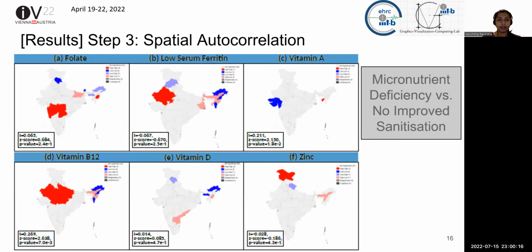Our bivariate LISA cluster analysis shows high risk regions when both indicators and contextual factors have high values. Bivariate LISA between unimproved sanitization and micronutrient deficiency show high risk clusters in western regions for folate, Rajasthan for low serum ferritin, large part of northern central regions for vitamin B12, and Jammu and Kashmir for zinc deficiency.